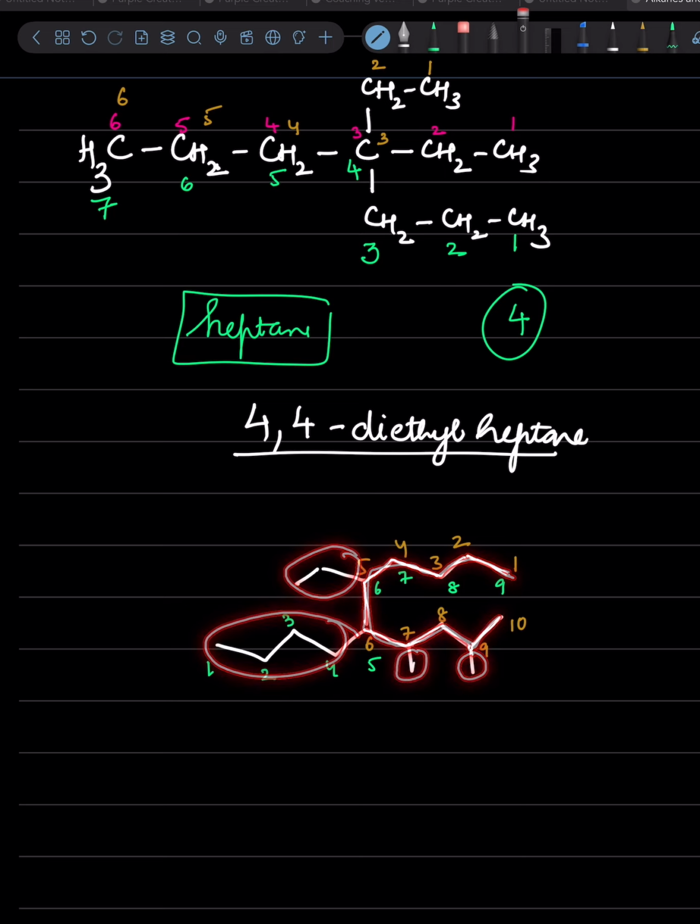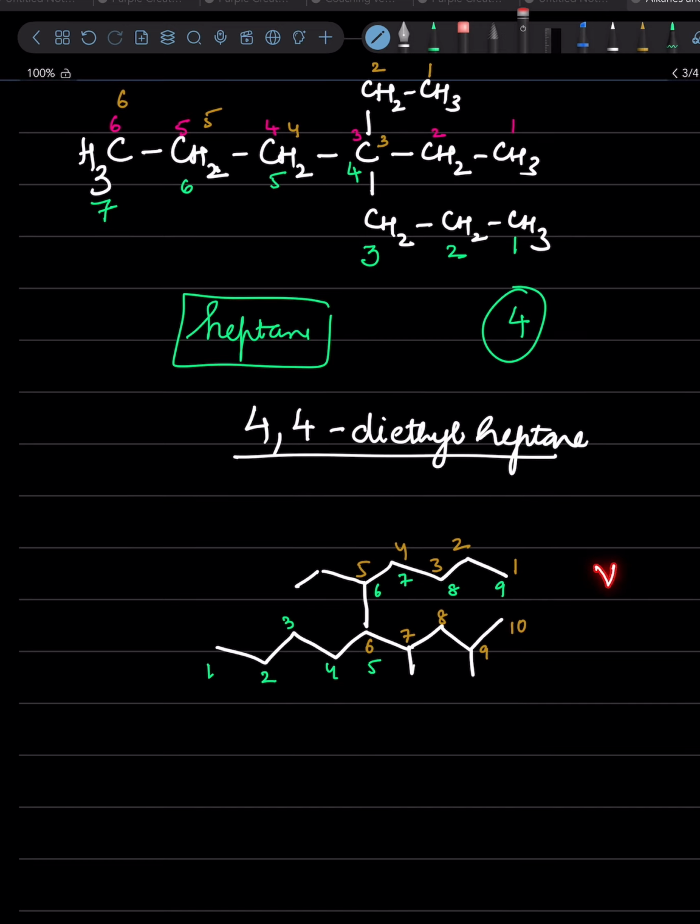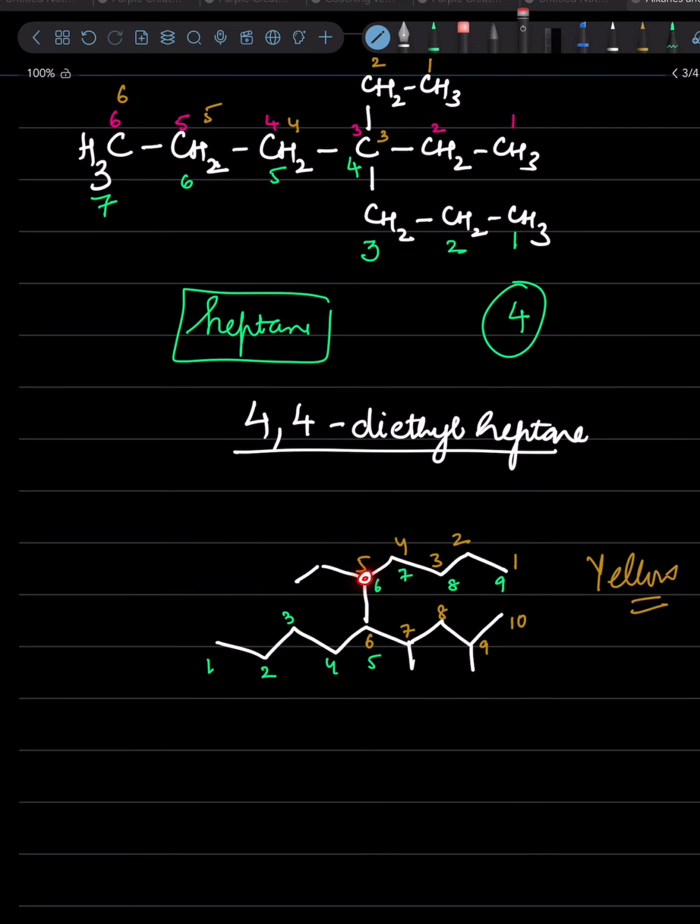And in the name, we will tell the substituent. So the yellow numbering is the correct one. While writing the name, we will see at what place the substituent is. So at 5th place, the substituent is there. What type of substituent is that? It has 2 carbons, so we'll say 5-ethyl.